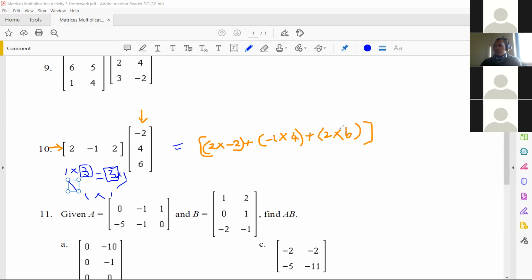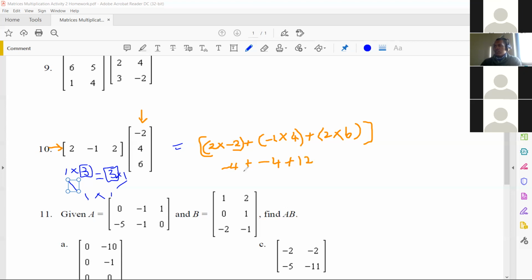So we now have to simplify everything together. 2 times -2 is -4, plus 1 times 4 will be another -4, plus 2 times 6. 2 times 6 is 12.